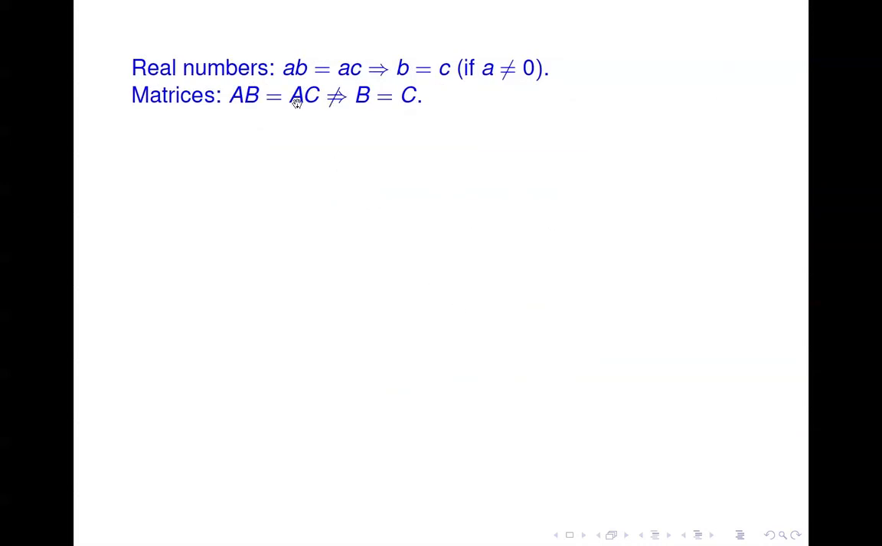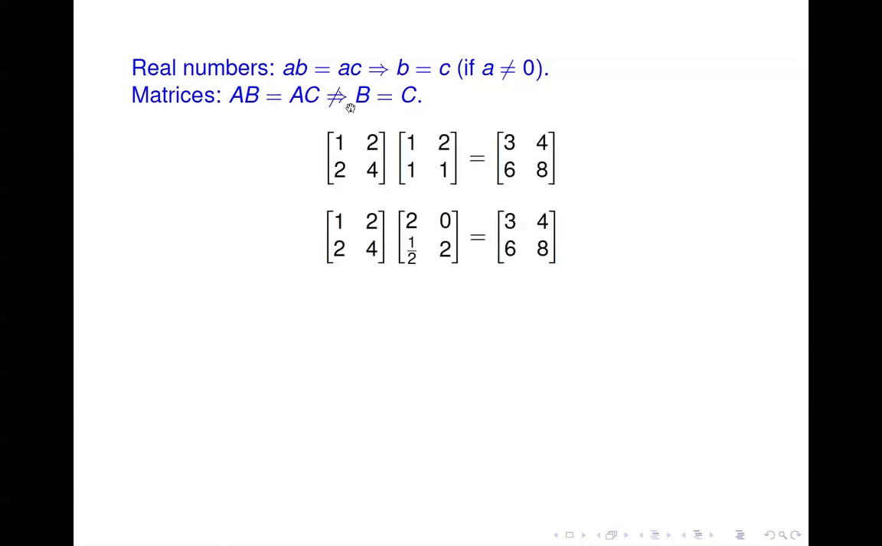Second warning, for real numbers, if you know that A times B equals A times C, and you know that A is not equal to 0, you can divide both sides by A and end up with B equals C. Can't do that with matrices. If AB is AC, that doesn't mean that B equals C. Okay, here's an example of that. Here's a matrix A. A times B is this matrix. Here's A times C. Get the same matrix, but B and C are clearly different.